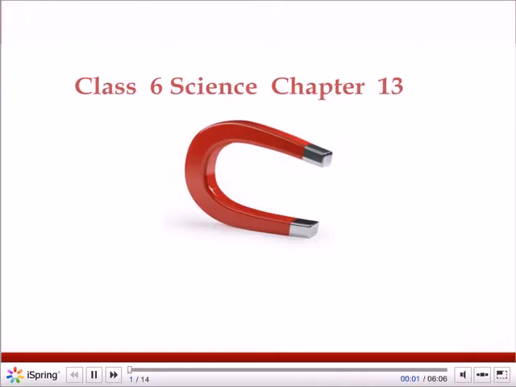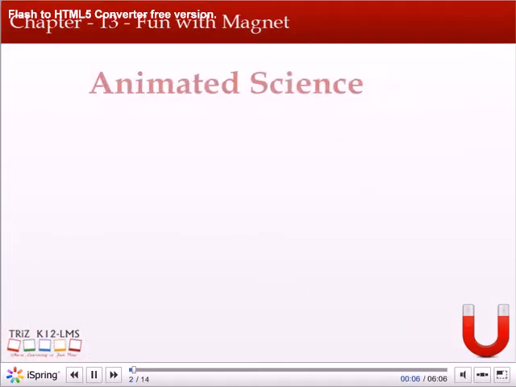Class 6, Science, Chapter 13. Fun with Magnets. Animated Science.